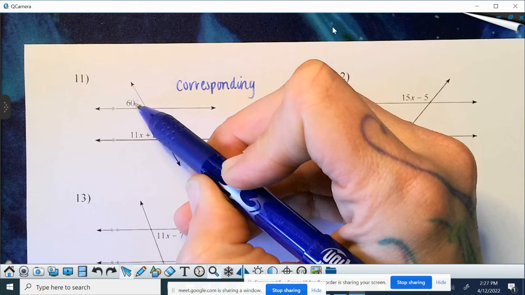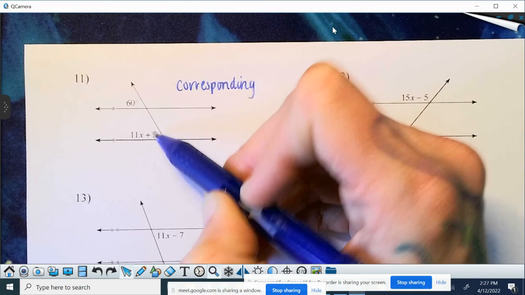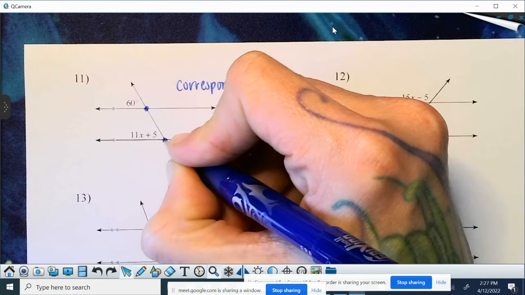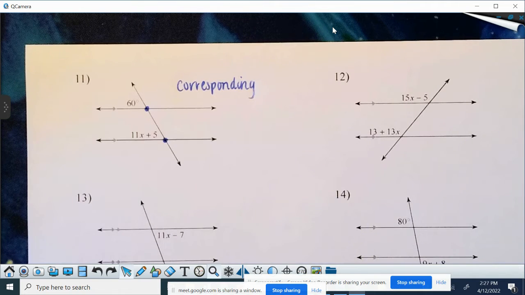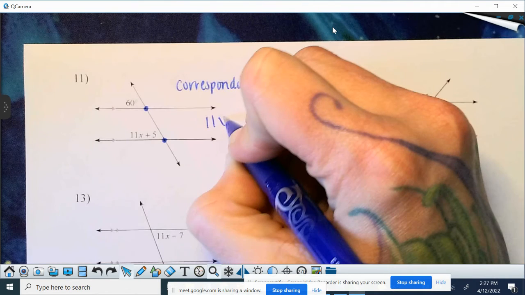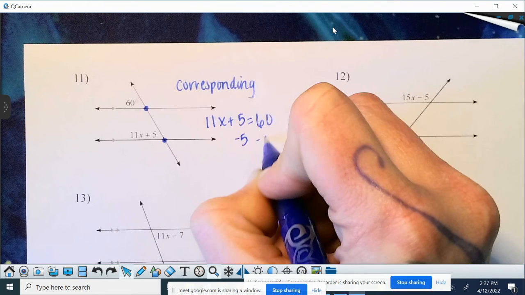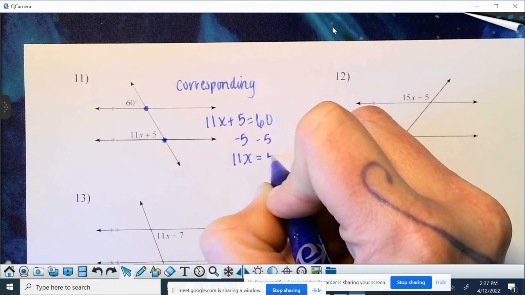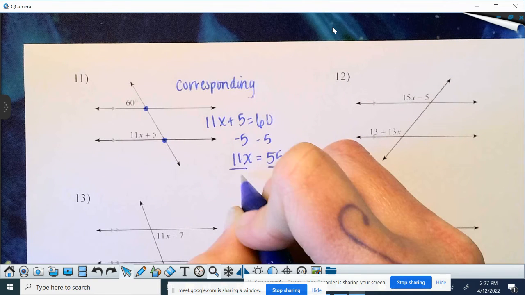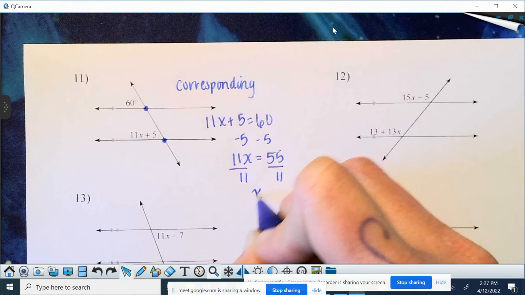So 60, these are corresponding, so they're going to be the same because, again, I could pick it up here, cut it in half, and sit it on top, and they're going to fall right on top of each other. So that's going to be 11x plus 5 equals 60. If I subtract 5 from both sides, 11x equals 55. Divide by 11 because 11x is multiplication, and x is going to be 5.